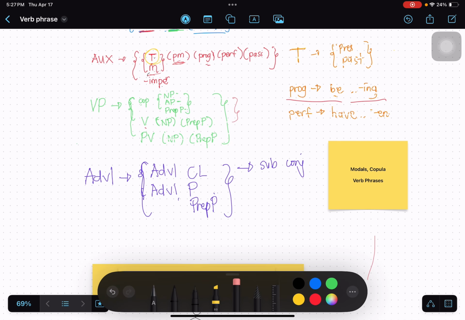Okay, so right now we're going to move on to part 3 of our tree diagramming session. And we're going to just have a continuation about the verb phrase. Particularly, we're going to focus on the modal part and the copula plus the verb, okay, the verb phrase. So let's start by having these sentences.